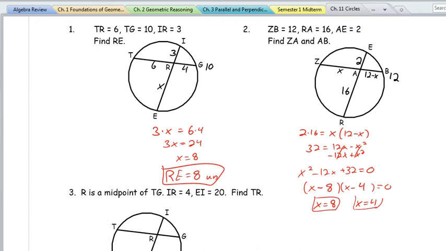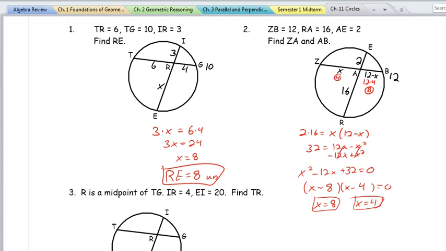Do they both work? Well, let's see. Plug in 4, 12 minus 4 is 8, good. Plug in 8, 12 minus 8 is 4, good. So what we're going to see here is that both of those answers work. So you can plug in, and you're going to find that it doesn't matter. So if you plug in 4 here, 12 minus 4, you get 8.